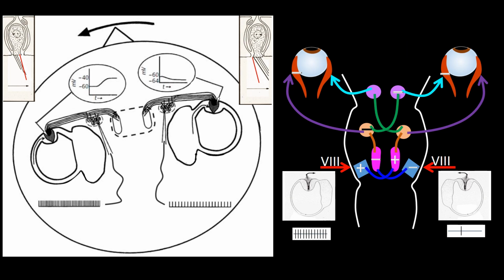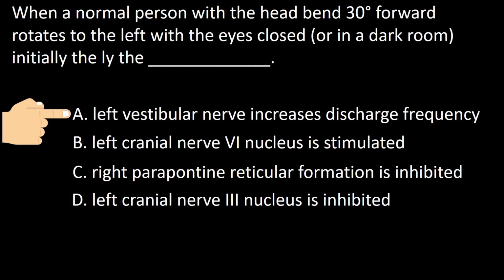On the other hand, the excitation of the right PPRF will excite the right cranial nerve 6 nucleus, will produce contraction of the right lateral rectus, and simultaneously excite the left medial rectus subnucleus and contraction of the left medial rectus muscle. This will bring about slow movement of the eyes to the right, as shown in these frames. So the answer to this question, as previously stated, is A.